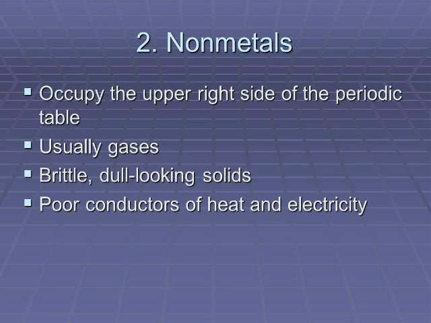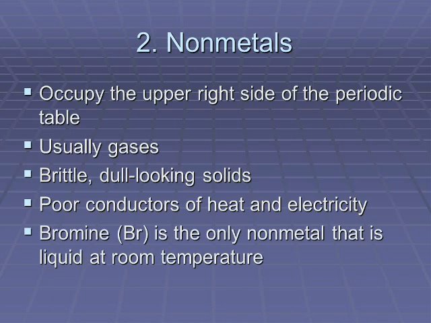Nonmetals are very poor conductors of heat and electricity. Thus, they're going to make good insulators. So if you're a poor conductor, you're a good insulator. Like styrofoam, of course that's not an element, but that's a poor conductor, but it makes a good insulator. It stops the flow of heat and electricity. Now, bromine is the only nonmetal that is liquid at room temperature.